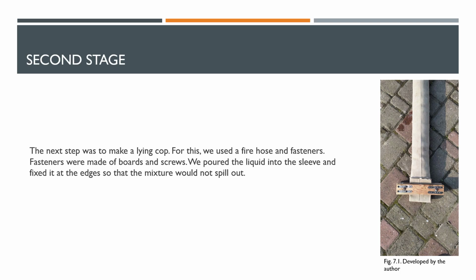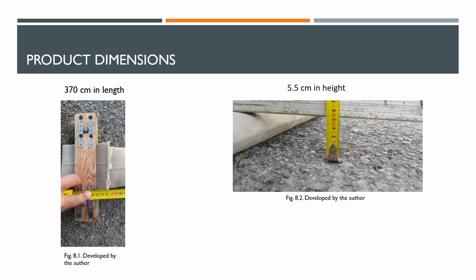The next step was to make a line cop. For this, we used a fire hose and fasteners. Fasteners were made of boards and screws. We poured the liquid into the sleeve and fixed it at the edges so that the mixture would not spill out. The dimensions of the finished product were 370 centimeters in length and 5.5 centimeters in height.